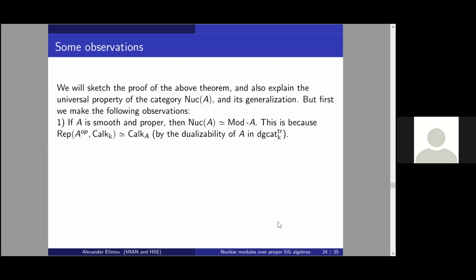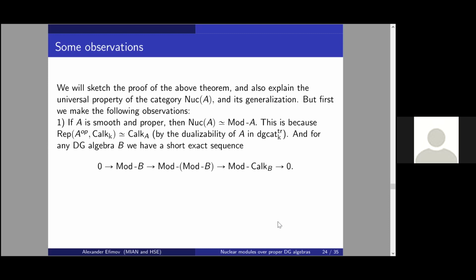So representation in the Calkin category is the same as Calkin category of A. And then tautologically for any DG algebra or DG category, we have a short exact sequence: models over B to models over B to models over Calkin category over B. This is just because we have localization on the level of compact objects. So this is the kind of simple, very simple special case.